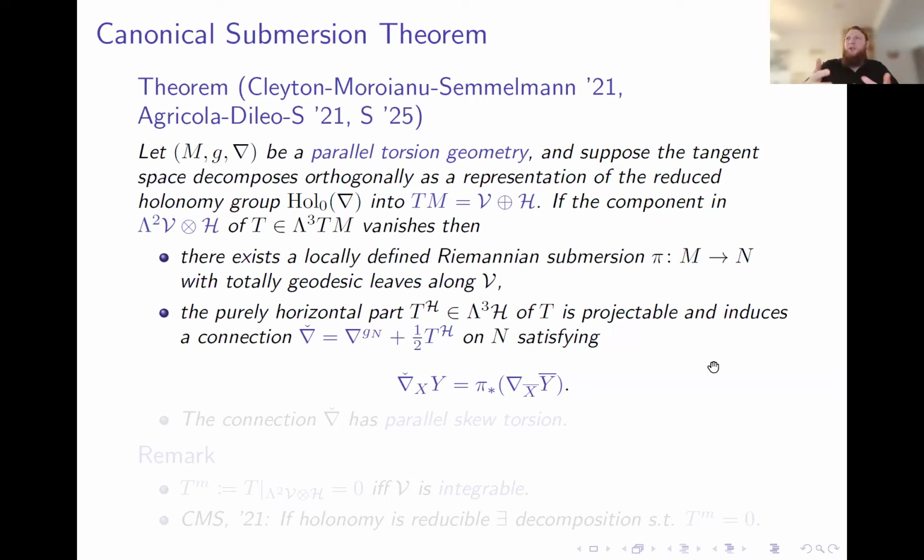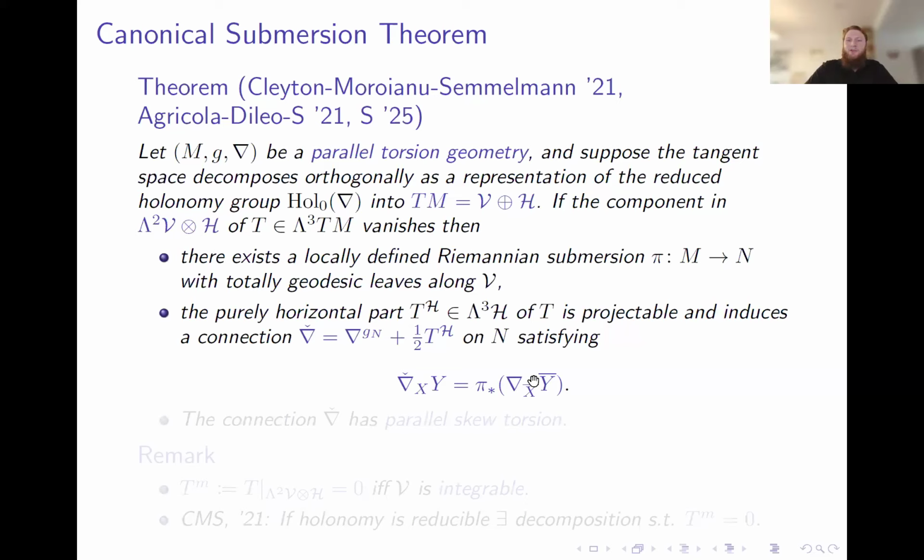And I told you how to get connections with skew torsion. In this way, I can create a connection with skew torsion on the base. So just add this new projected horizontal torsion to my Levi-Civita connection on the base, and I get a new connection with skew torsion. And it turns out this is very much related to the connection I had on top, in this very neat formula here.